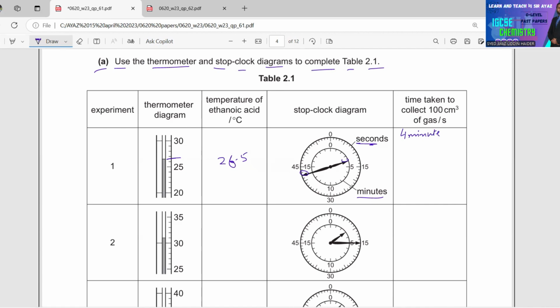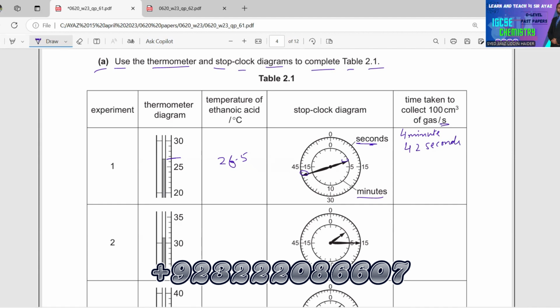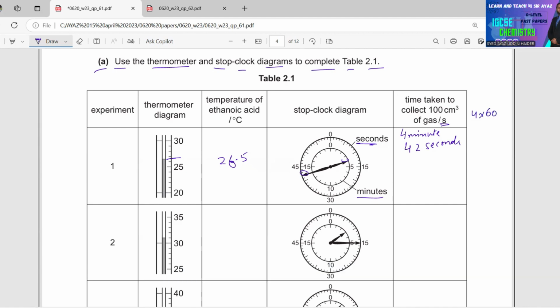and for seconds you have 30 plus 42. It means 42 seconds. So you have to show the reading in seconds. So 4 minutes means you have to multiply 4 by 60, because 1 minute means 60 seconds. 4 multiplied by 60, you will get 240. 240 plus 42.